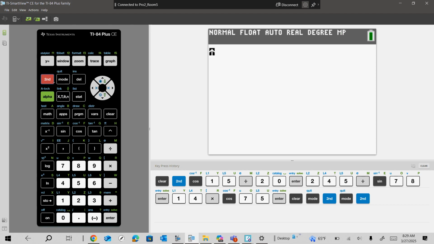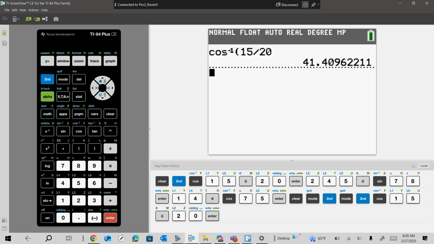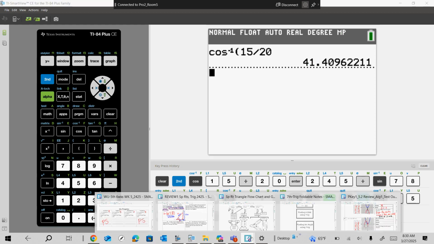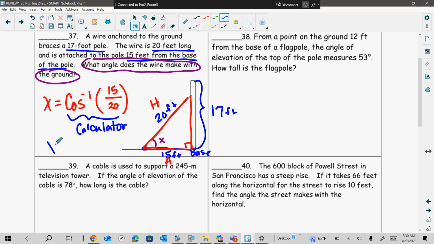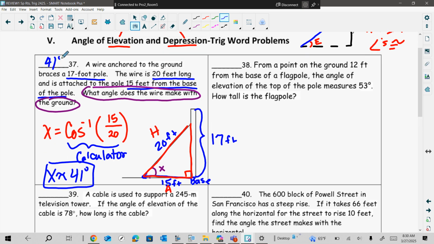We do second cosine, and then we're doing 15 divided by 20. And we're going to round for angles to the nearest whole number. Okay, so 41 degrees, yes. So X is approximately 41 degrees. We have to put the sign approximately. You could just put the degrees. It's just going to have a blank, I would have just said put 41 right there. Like that. You don't have to put the degree sign.